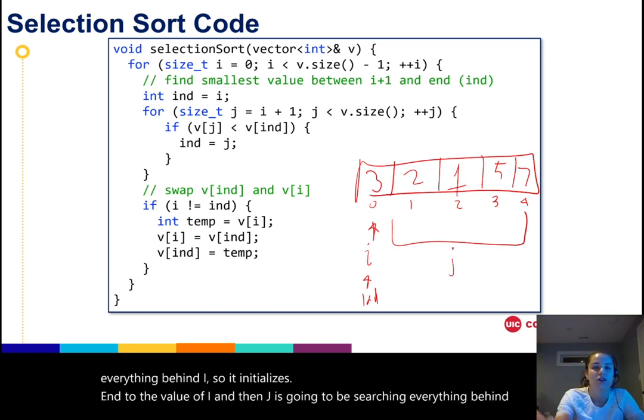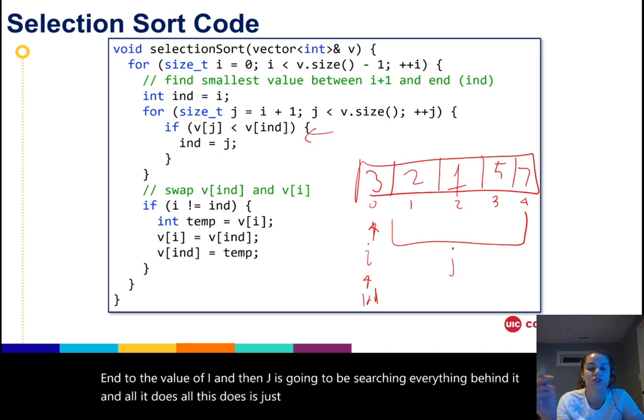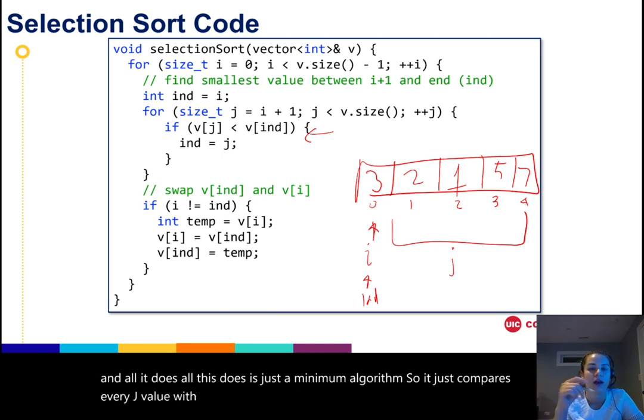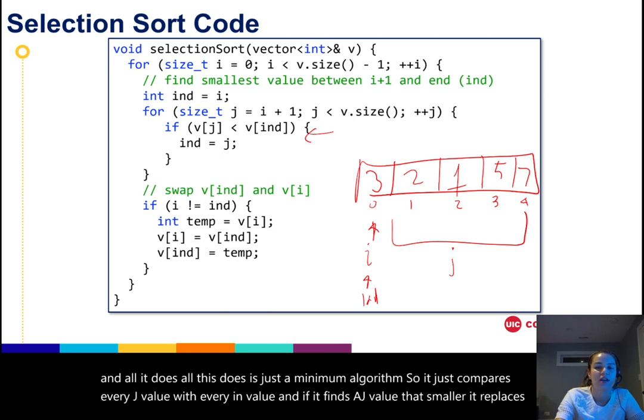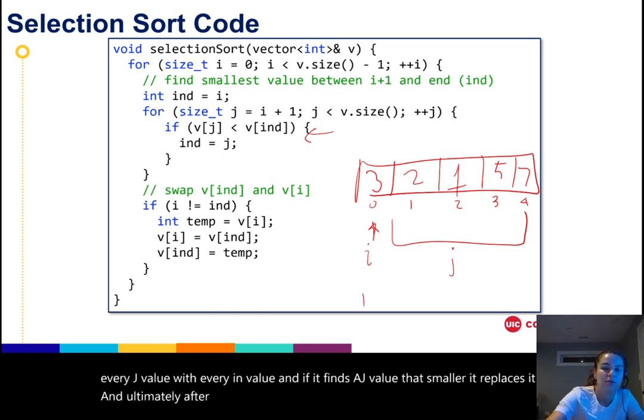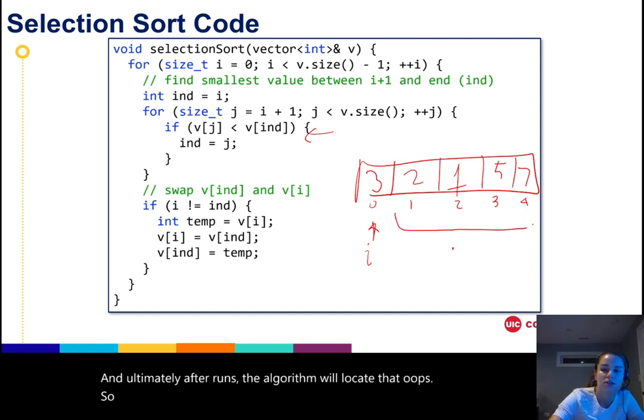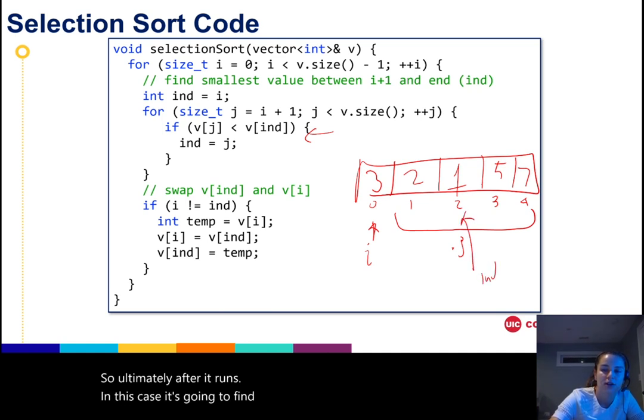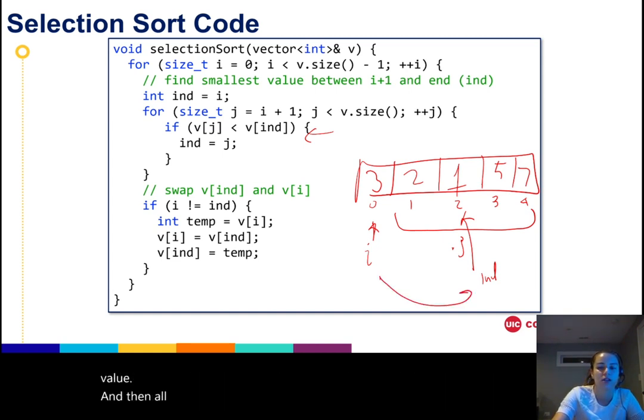All this does is just a minimum algorithm. It compares every j value with the end value, and if it finds a j value that's smaller, it replaces it. Ultimately, after it runs, in this case, it's going to find that this is end, right? Because that's the smallest value. And then all it's going to do is swap these two, and that's what this swapping algorithm does.